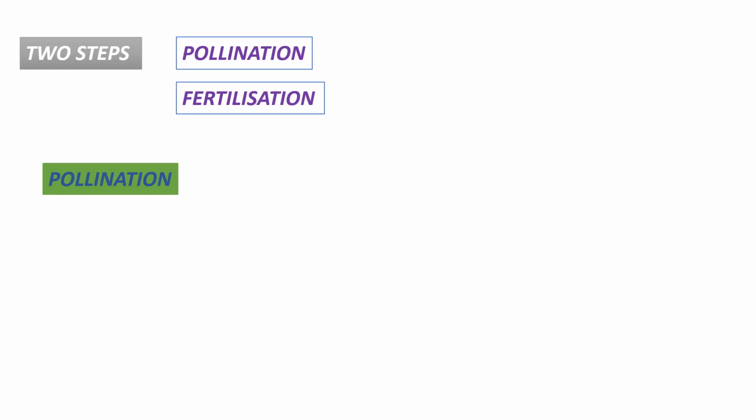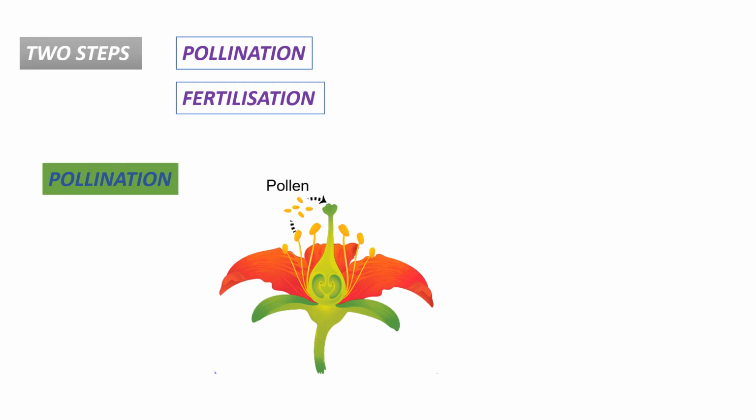Pollination. Pollination is defined as transfer of pollen grains from the anther to the stigma. This is a pollen being transferred from anther to the stigma. Pollination is of two types, self-pollination and cross-pollination.